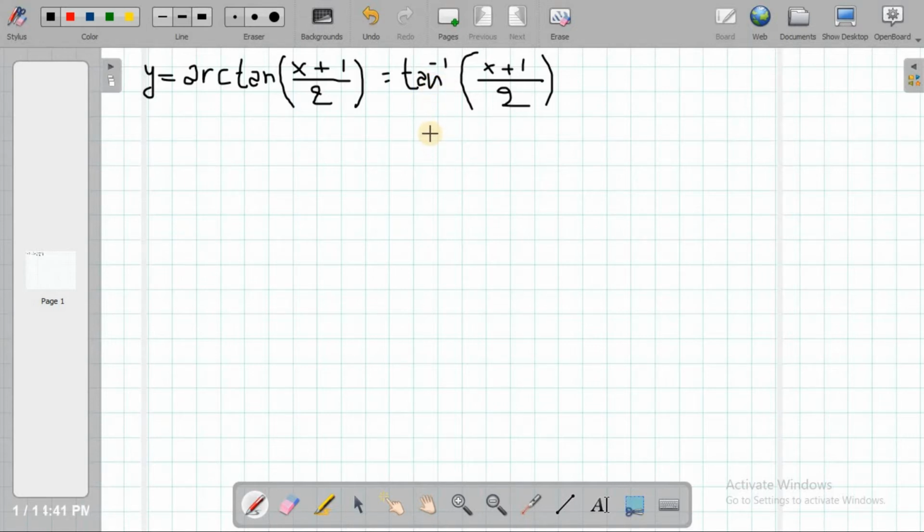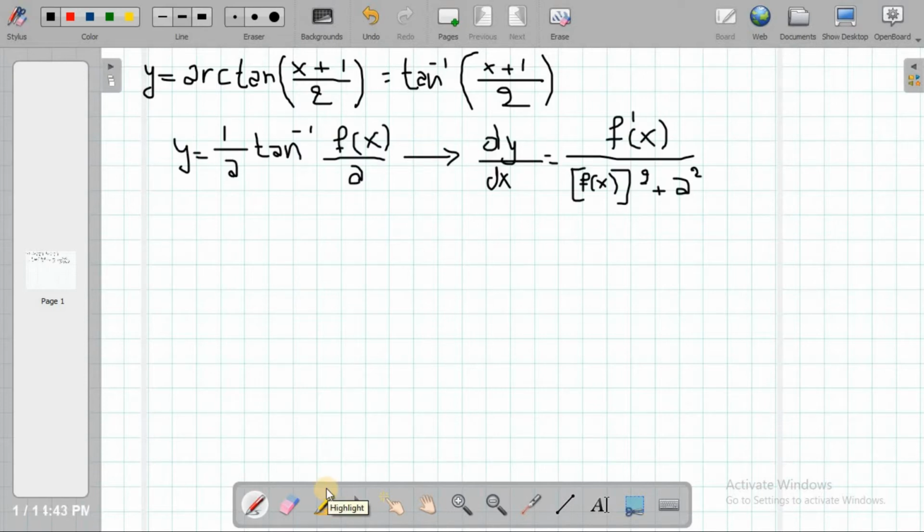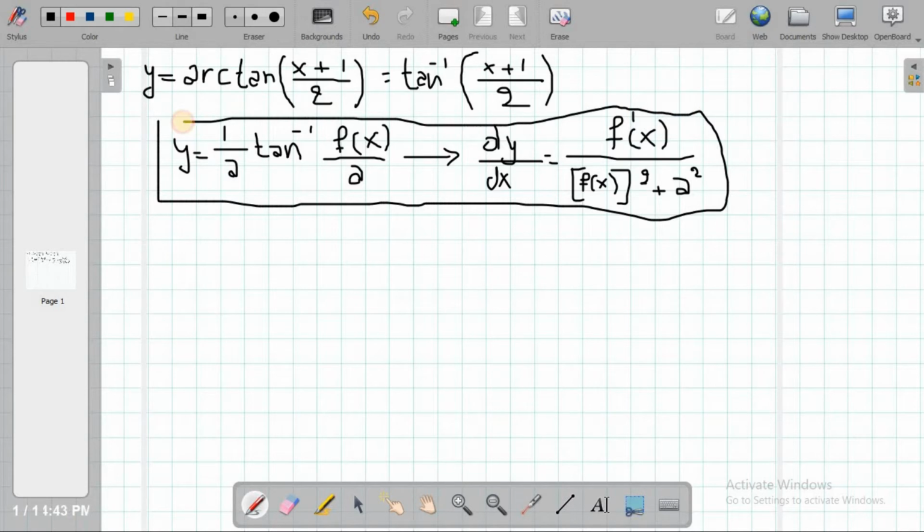So we go to our formula sheet, and we can see the formula says that y equal to 1 over a tan minus 1 of f(x) divided by a, has dy over dx equal to f prime of x over f(x) squared plus a squared. So you can see this is the formula, and this is our function: we have tan minus 1, which is this one, and we have f(x), which is this one.